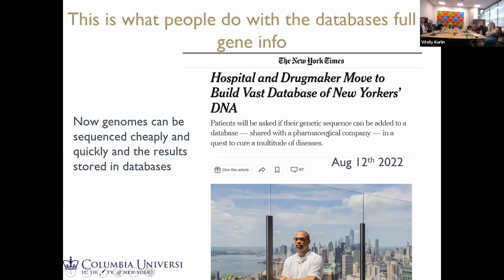This was very recent, August the 12th, 2022, a New York Times article: hospital and drug maker move to build a vast database of New Yorkers' DNA. So every New Yorker is going to have their DNA in a database, according to this. And then what people can do in principle is use that large database to do data analytics, machine learning, things like that.